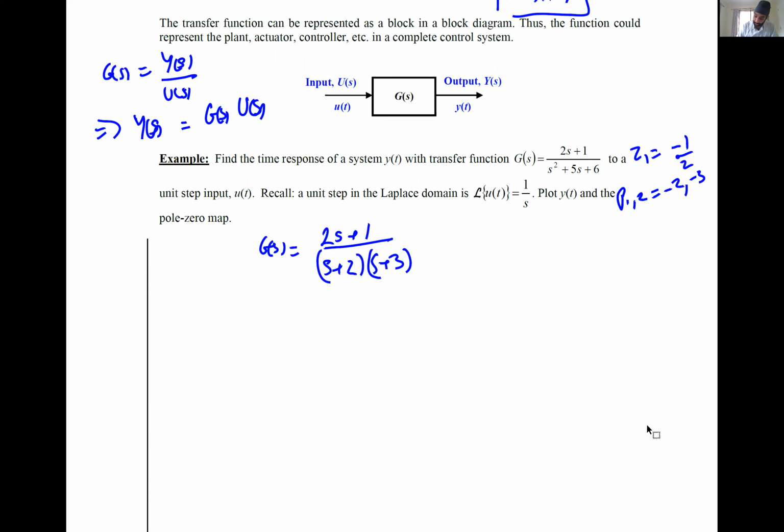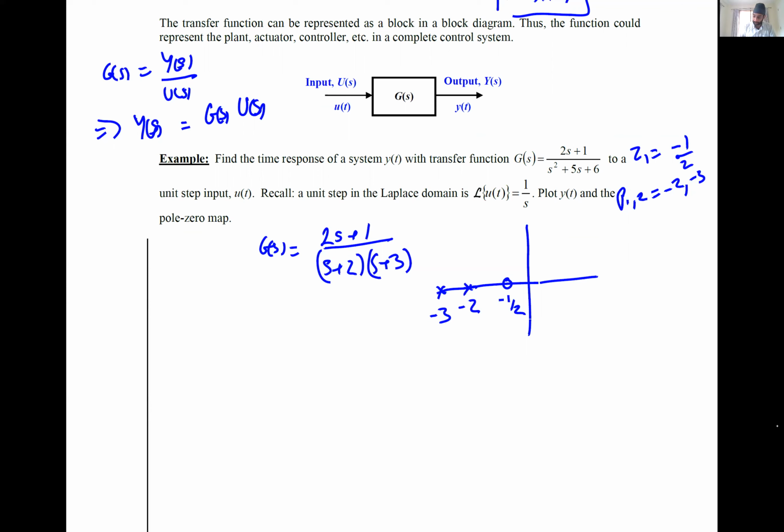So if I show them on a complex plane, my zero will be represented by an O at negative half. The poles will be represented by cross symbols at negative 2 and negative 3. So I end up getting the pole zero plot back.